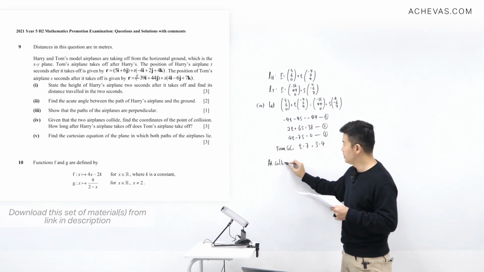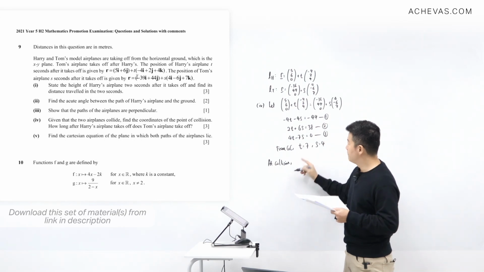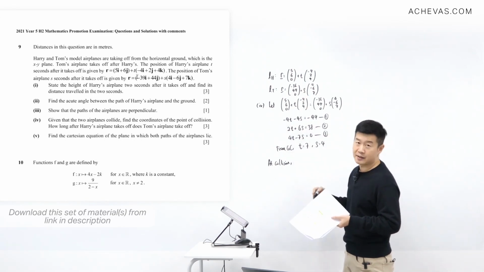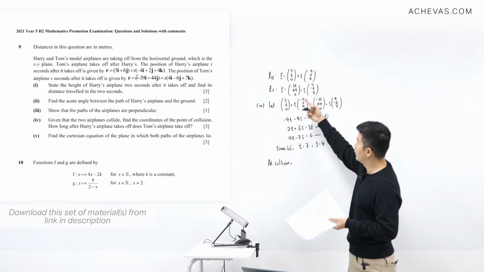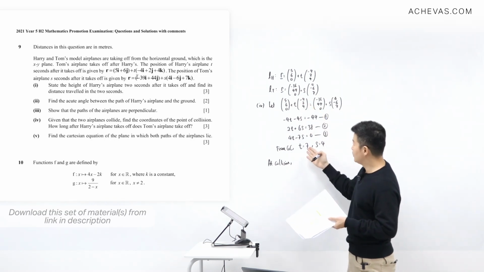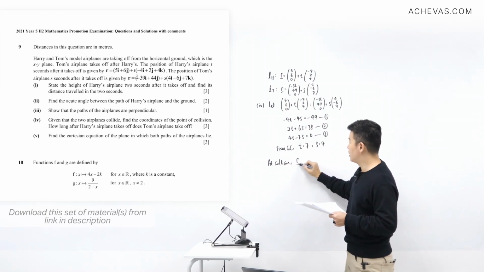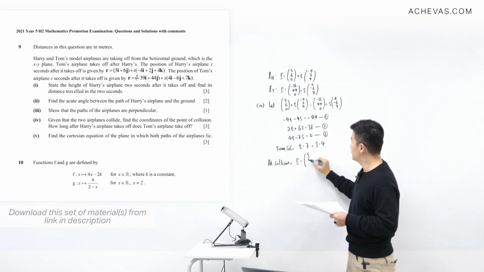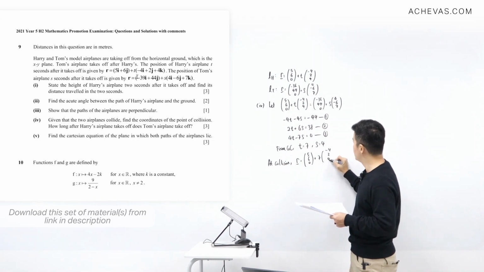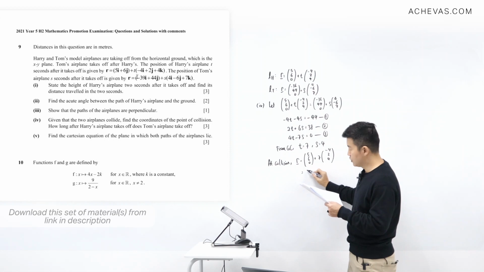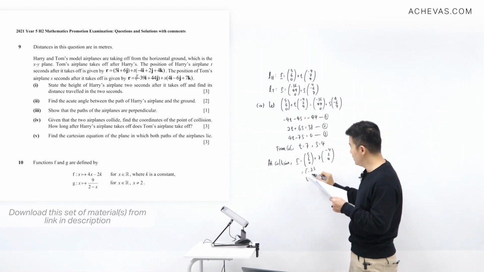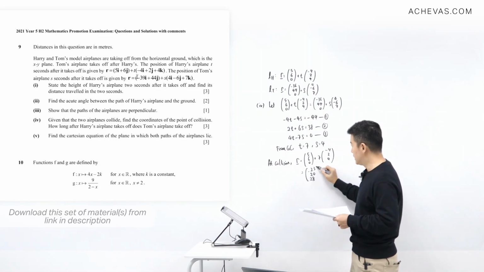So at collision, t is equal to 7 for Harry's plane and s is equal to 4 for Tom's plane. We can either use 7 or 4. Let me just use 7. So at the point of collision, r is going to be equal to 5, 6, 0 plus 7 times -4, 4, which is going to be equal to -23, 20, and 28.